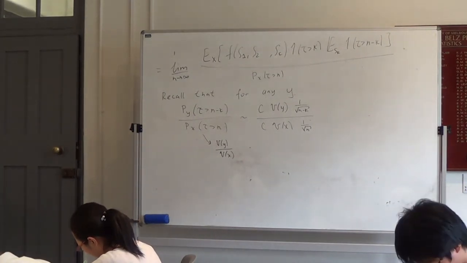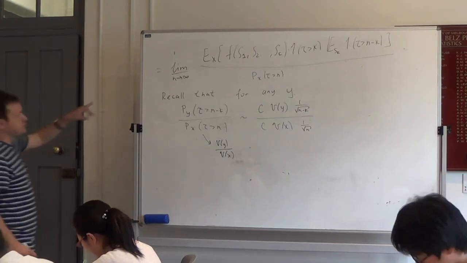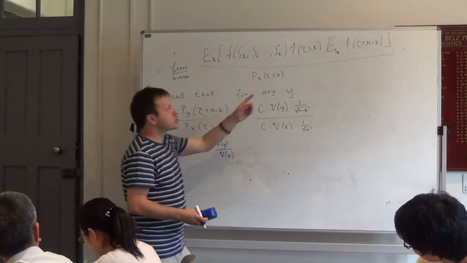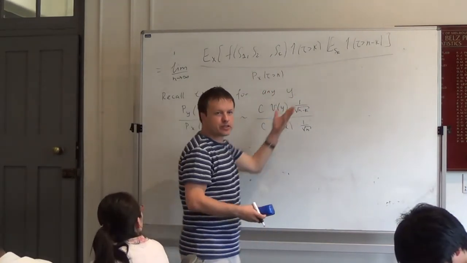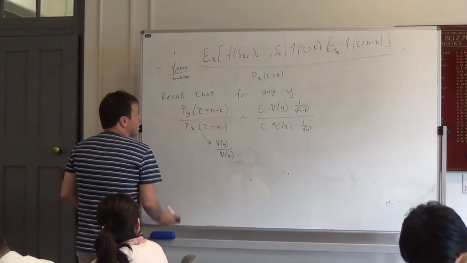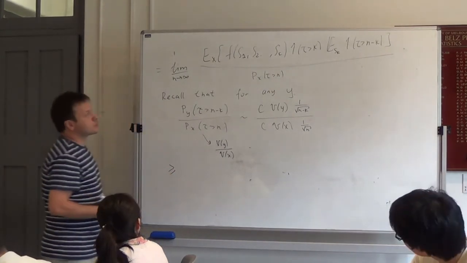Now if we go back to this limit, what I really have here is the expectation of an indicator, which is nothing else but a probability.